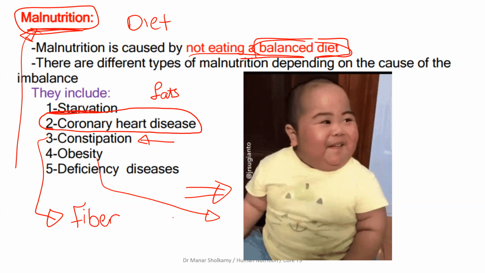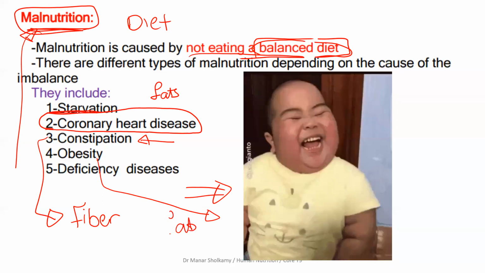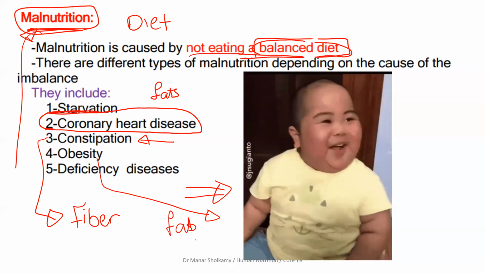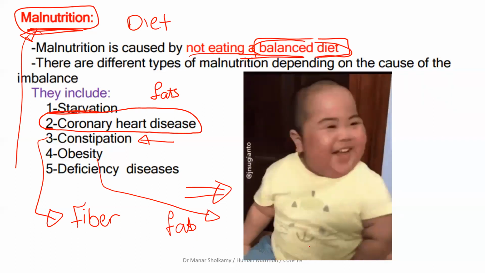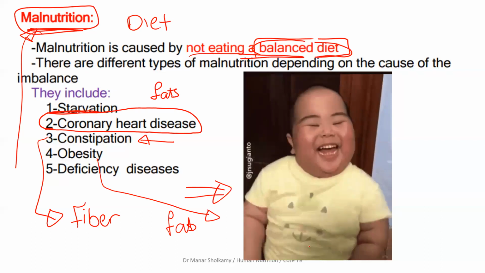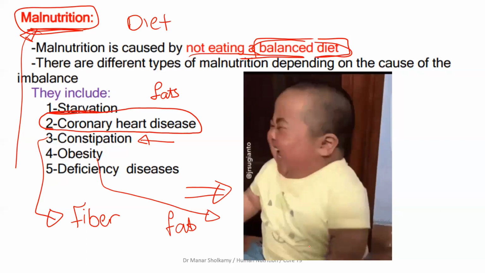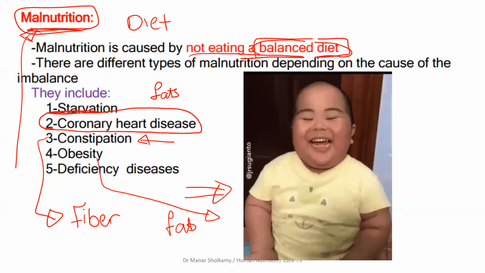Obesity happens when you eat too much fats and too much what? I don't know. What will make you gain weight? No, you know. Don't tell me I don't know. It's too easy for you to not know. When you eat too much, what will make you gain weight? Fat and sugary food. Yes.